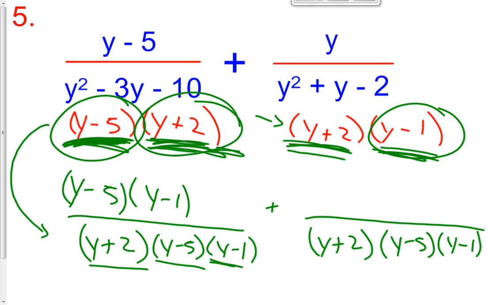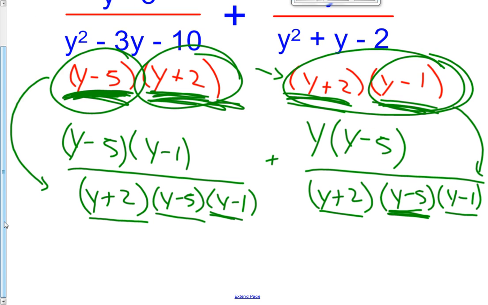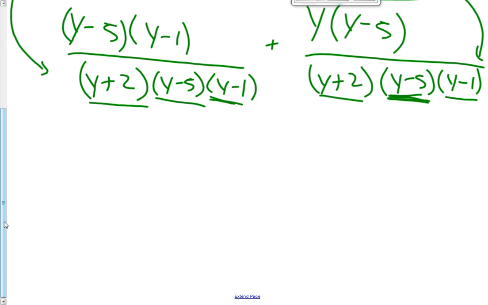Same thing over here. You had a y plus 2 and a y minus 1 factor, so that's that one and that one. But you didn't have a y minus 5 factor. So in our denominator, we had to multiply by the factor of y minus 5. So if we do that in the denominator, we certainly have to do that in the numerator. So y has to be multiplied by y minus 5. Okay, you have successfully gotten common denominators. This is good news. So now let's put our numerator over that common denominator.